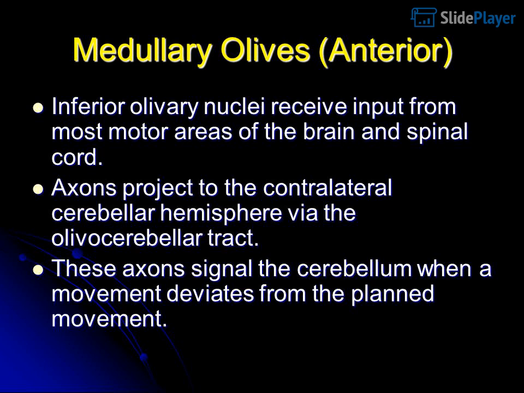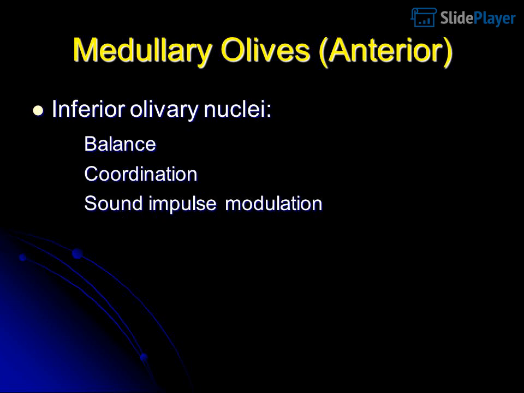Medullary olives, anterior. Inferior olivary nuclei receive input from most motor areas of the brain and spinal cord. Axons project to the contralateral cerebellar hemisphere via the olivocerebellar tract. These axons signal the cerebellum when a movement deviates from the planned movement. Inferior olivary nuclei: balance, coordination, sound impulse modulation.